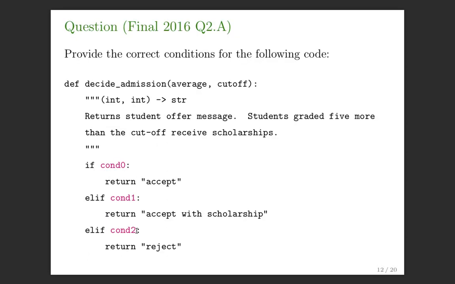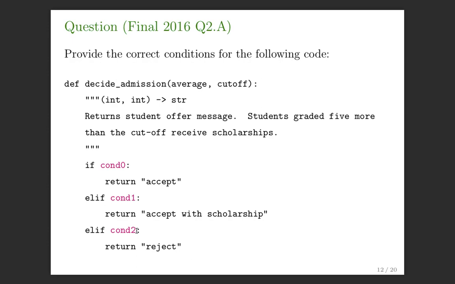Question: Final 2016, question 2, part A. Provide the correct conditions for the following code. I have a definition called decide admission that returns a student offer message. Students graded 5 more than the cutoff receive scholarships. There was a much longer explanation on the final; I just wanted to fit it onto the slide, but now I realize my explanation is subpar.